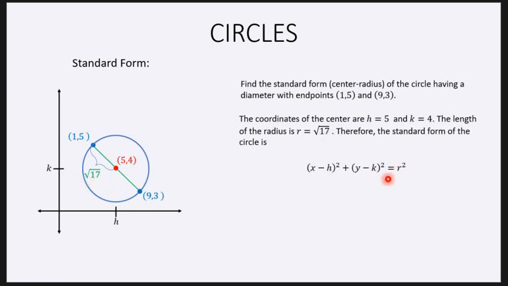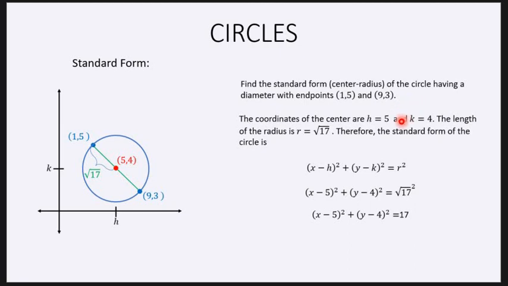So I'm just going to plug all those in, h, k, and r. And I get this. (x minus 5) squared plus (y minus 4) squared is equal to the square root of 17 squared. But the square root of 17 squared is just 17. So this is the center-radius form of the equation of the circle that has diameter with endpoints (1, 5) and (9, 3).